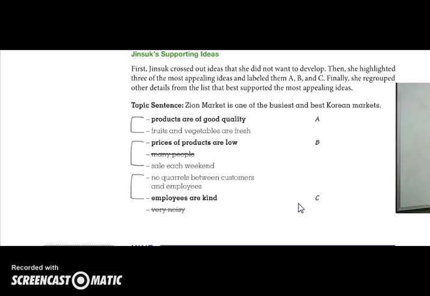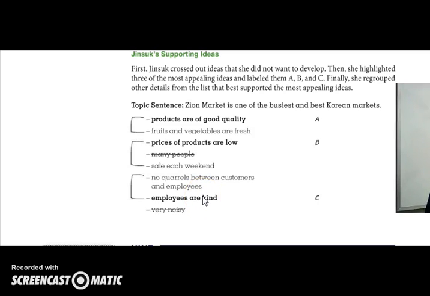So when I focus on why it's such a great market, the fact that there are many people there and that it's very noisy don't really fit. So I can cross those off of my list of ideas. Then I can look at the rest of my ideas and see if any of them fit together, which they do. So the products being of good quality with fresh fruit and vegetables, those go together. Low prices and a sale each weekend go together. And no fights between customers and employees and kind employees go together.